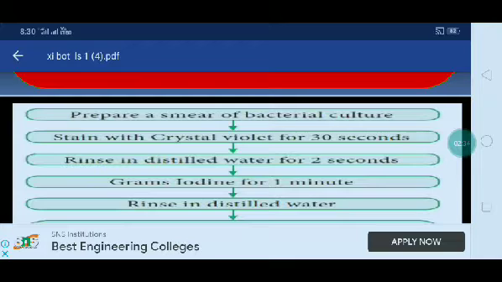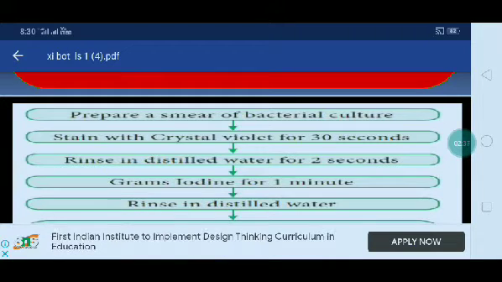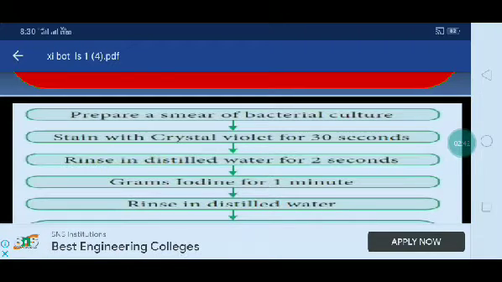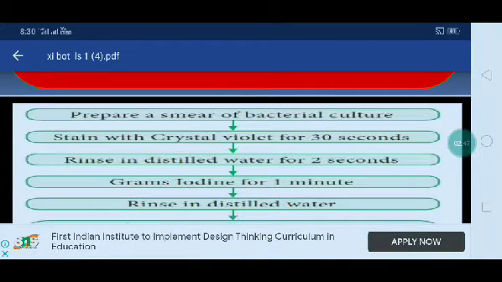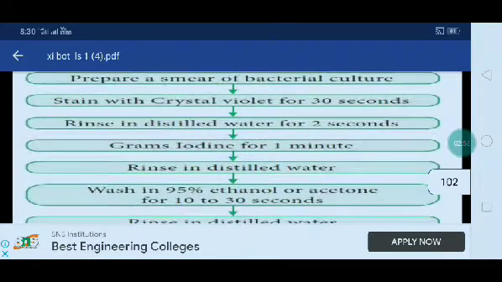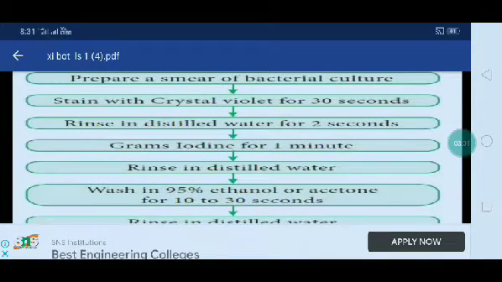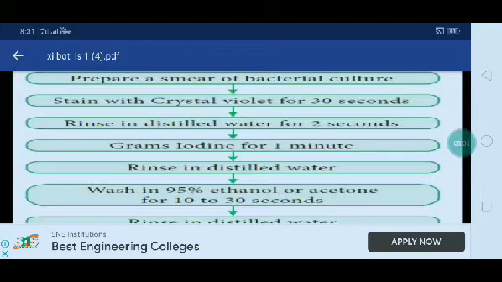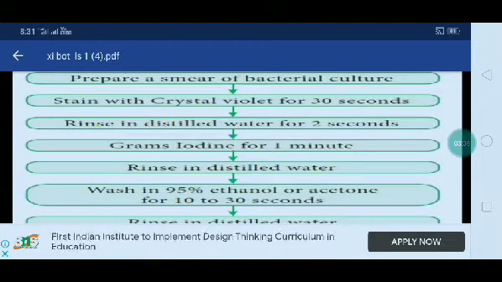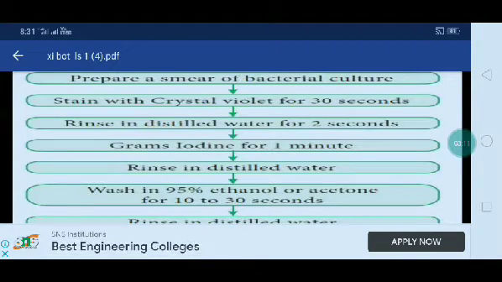After preparing the smear of bacterial culture, stain with crystal violet for 30 seconds. Pour one or two drops of crystal violet for 30 seconds of staining. Then rinse in distilled water for 2 seconds, a gentle distilled water rinse. Next, add Gram's iodine for 1 minute and leave it. Then rinse again in distilled water.